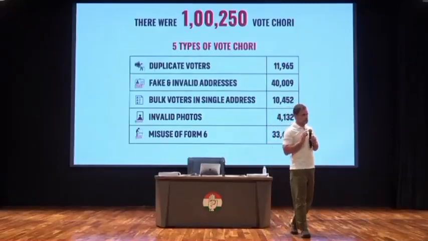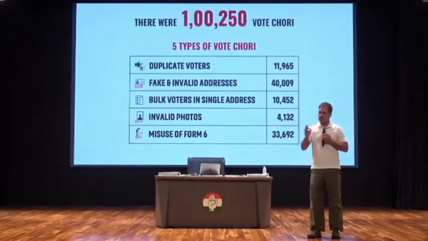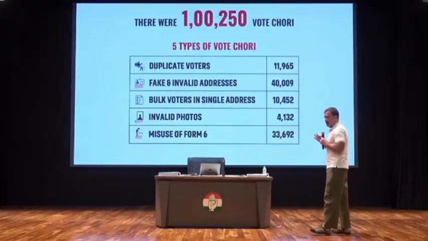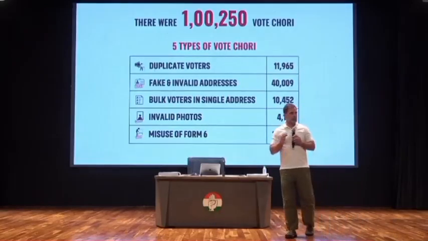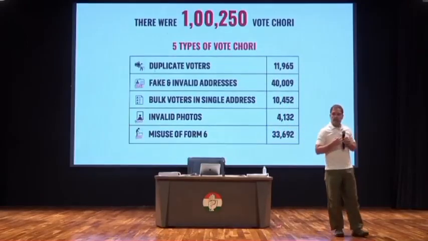The first way, duplicate voters. One voter appearing multiple times on the voter list. Fake and invalid addresses. Voters who didn't have addresses or were just fake addresses.